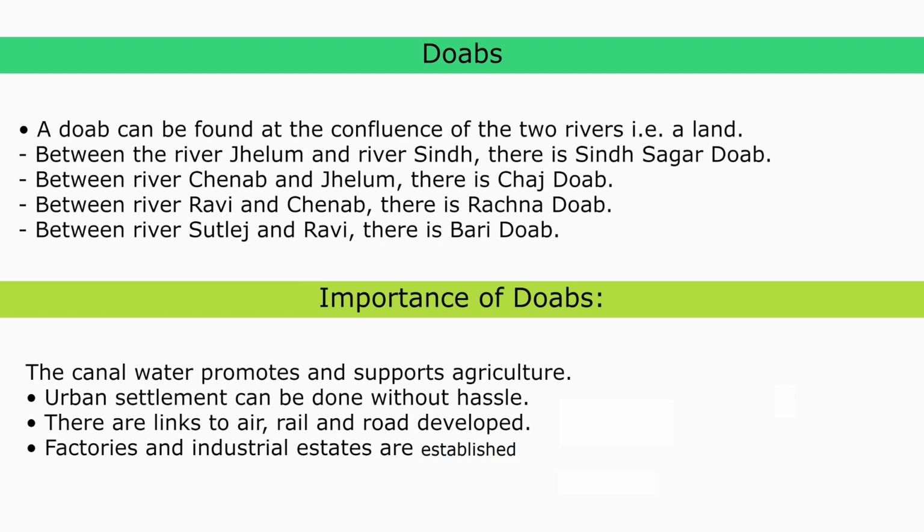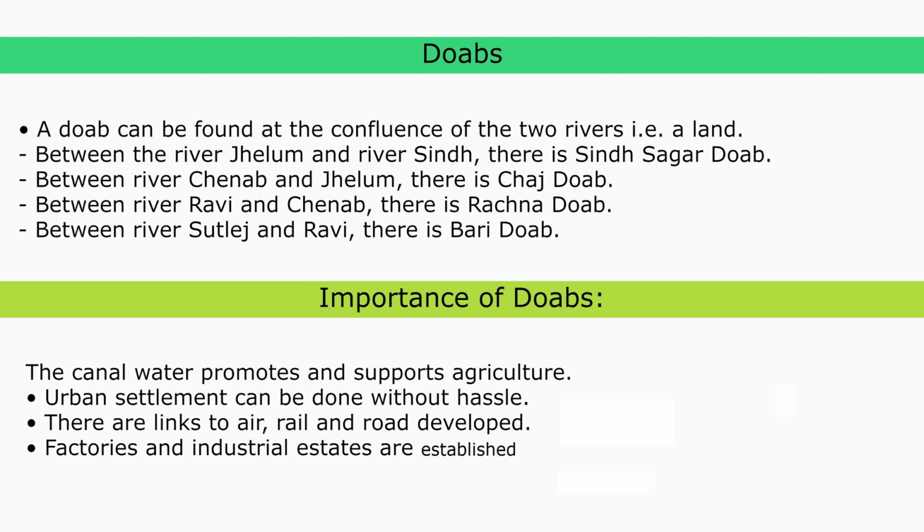Another importance of doab is that settlements and residential areas can be developed there. There are links of air, rail and road developed, so access to those areas is easy. We can move to those areas through air, rail and road.